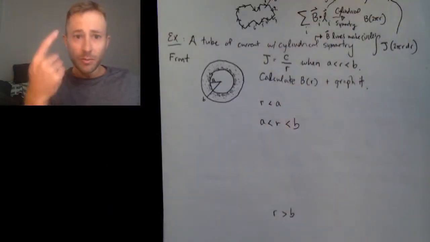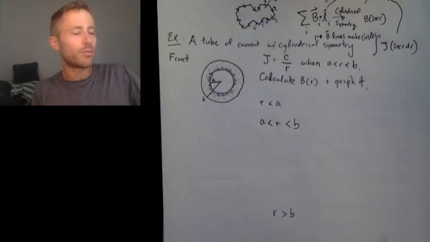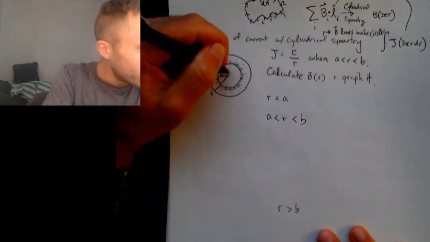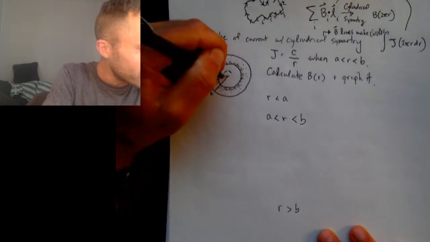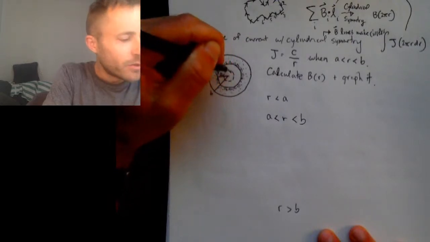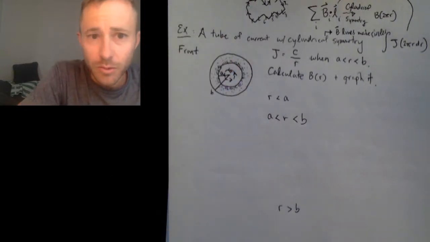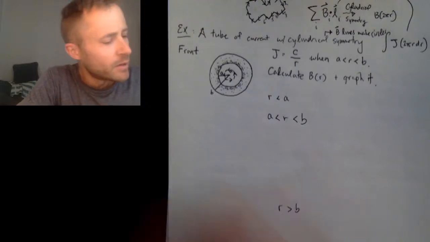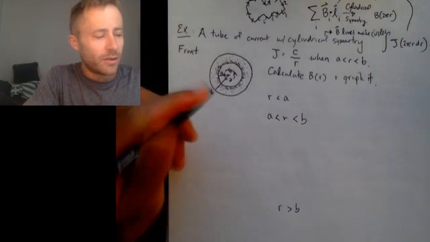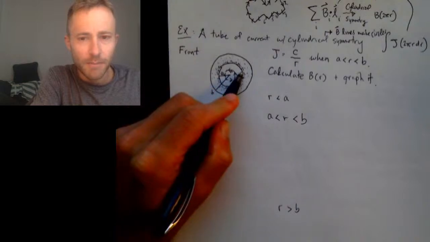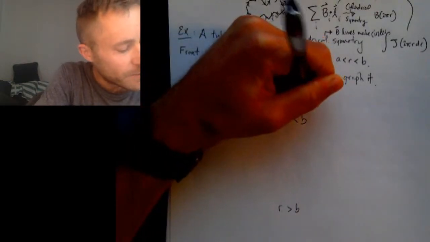And our Amperian loop is also going to be a circle. And so that is why the left-hand side of Ampere's law will be B times 2 pi r. So let's look at this Amperian loop if r is less than a. And remember, the radius of the Amperian loop is the radius at which we would like to calculate the magnetic field. Okay? So if that's our Amperian loop, notice how it doesn't enclose any current because the current starts here at r equals a. So the current enclosed is 0.